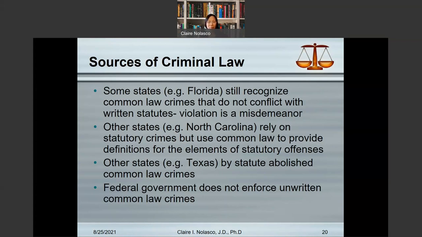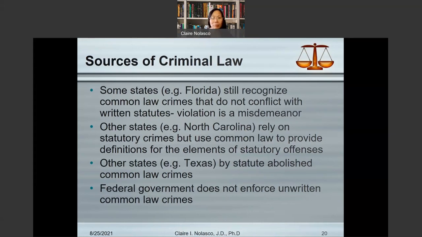In other states, they rely on statutory crimes, meaning crimes enacted in statutes or codes, but they use the common law to provide definitions for the elements of these crimes. An example would be North Carolina. Other states, such as Texas, by statute abolished common law crimes. And finally, the federal government does not enforce unwritten common law crimes.